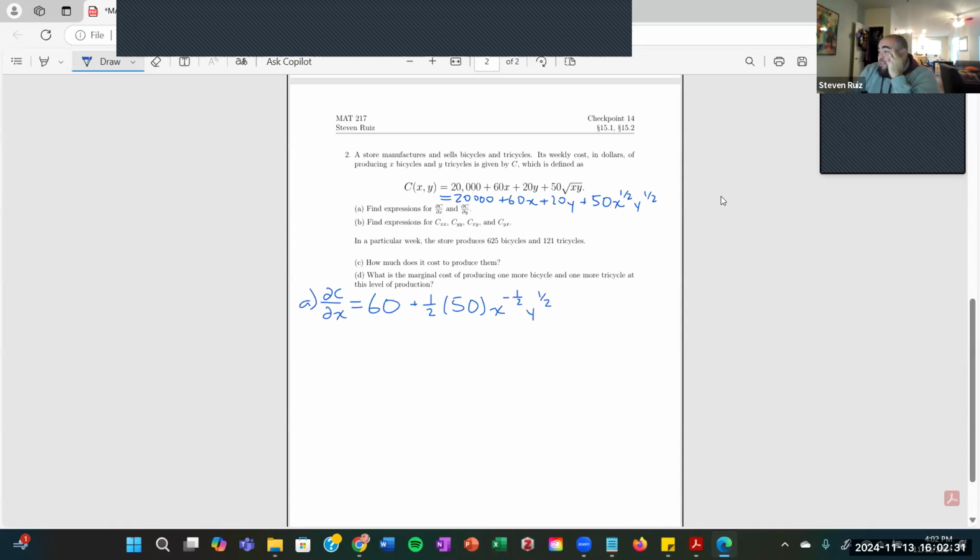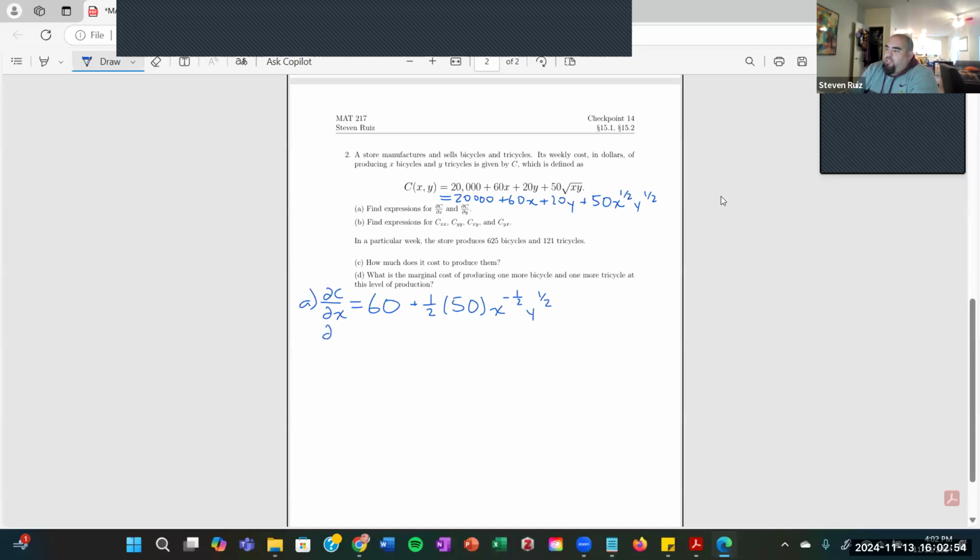Basically, if it's an added constant, those derivatives are 0. If it's a multiplied constant, I basically carry those with me. Kind of like this 60x. The derivative of x is 1, but that 60 was multiplied by it, so I just take that 60 with me. So that's a good partial derivative for C with respect to x.